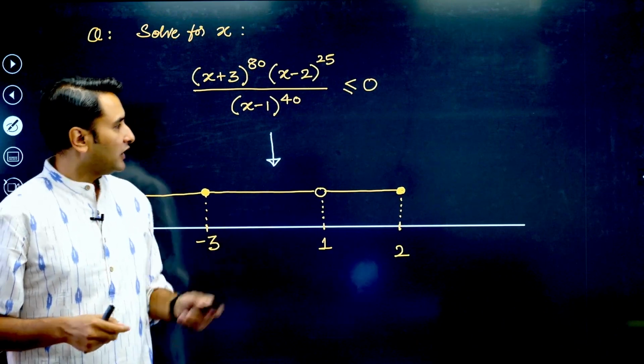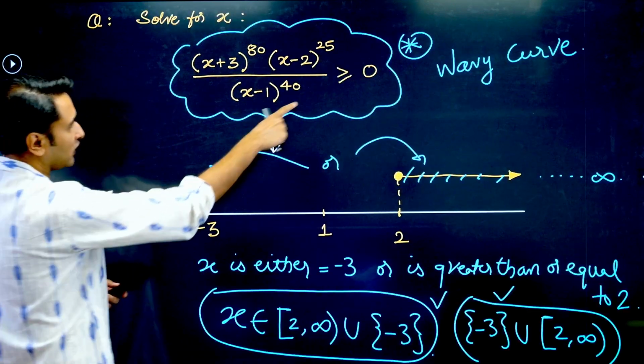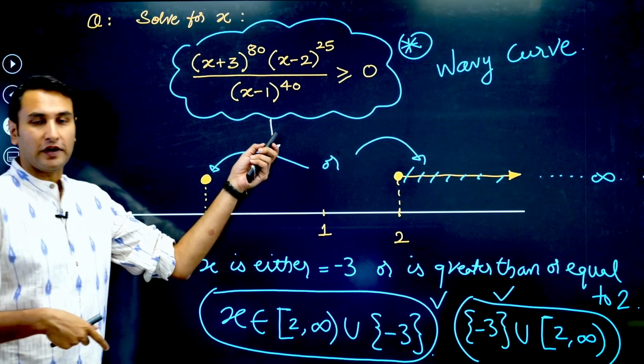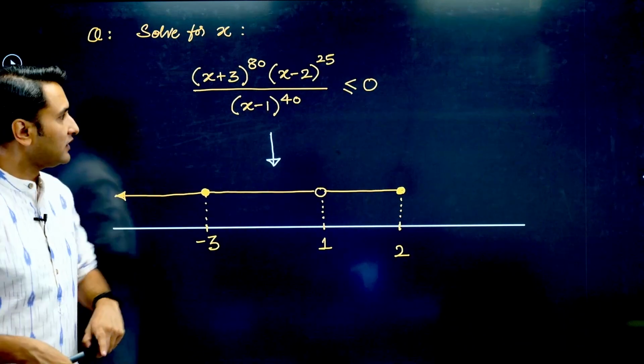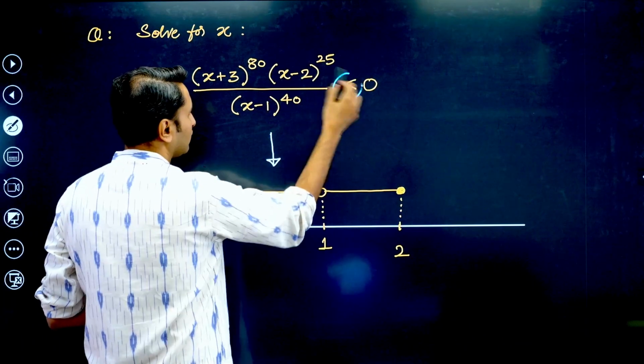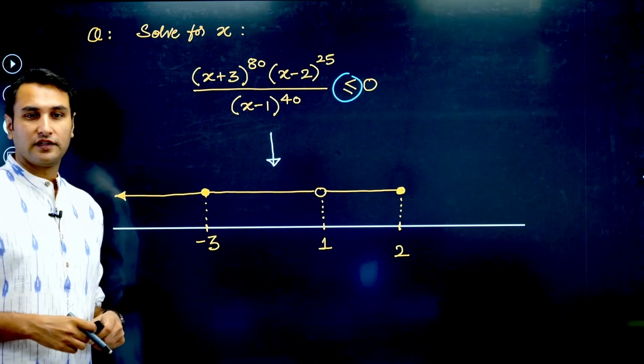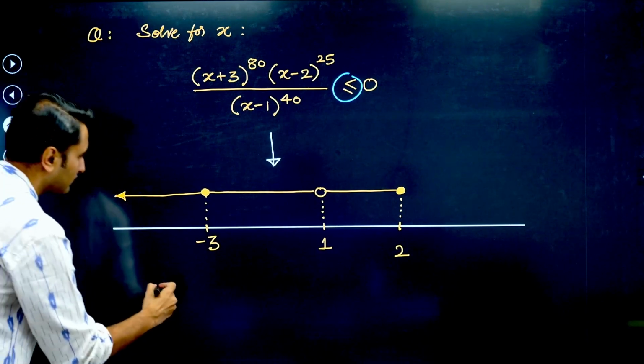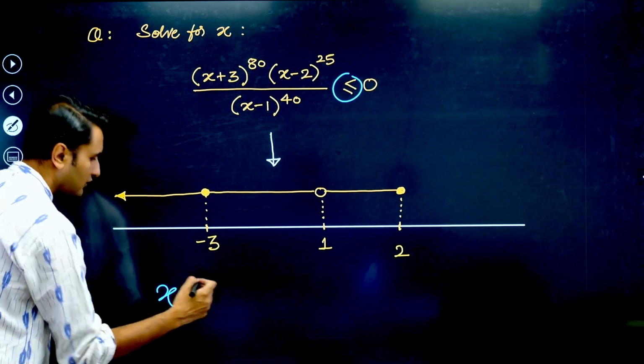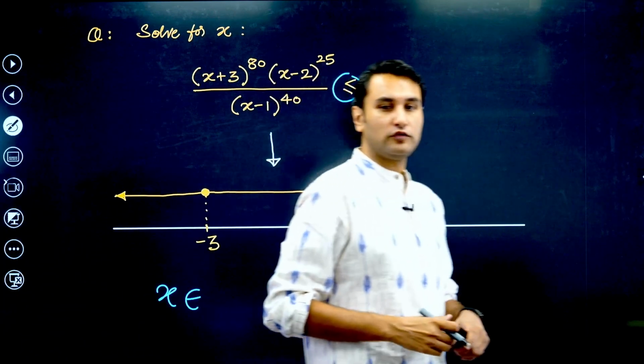Got it? Similarly, this question was for greater than or equal to 0. We solve it by the wavy curve, which we'll learn in the next class. But if the question is less than or equal to 0, then this comes as the answer. Can you represent this on a number line? Do it, all of you.